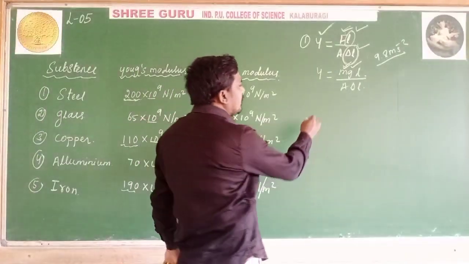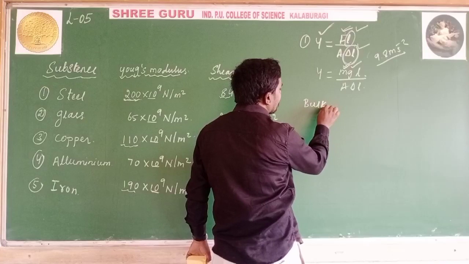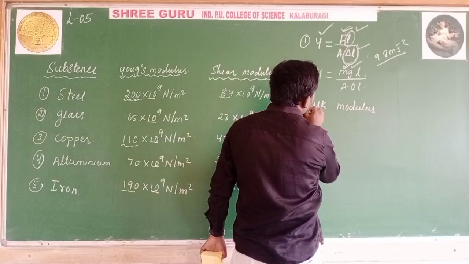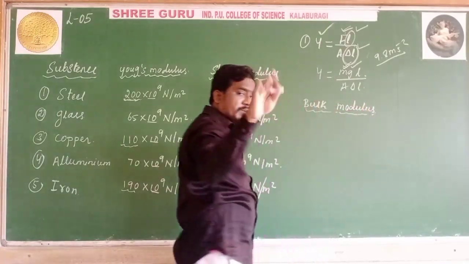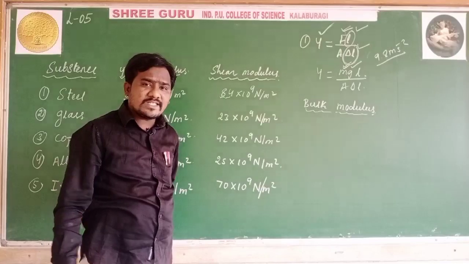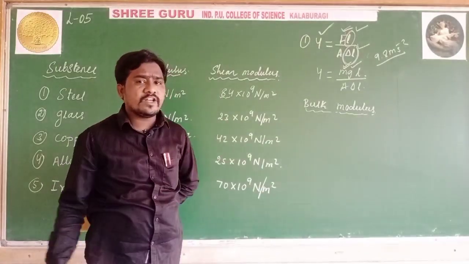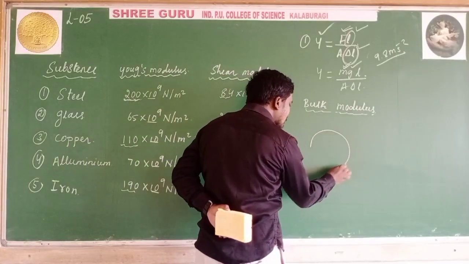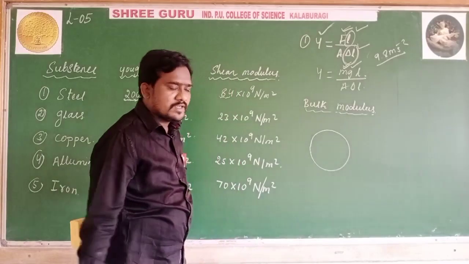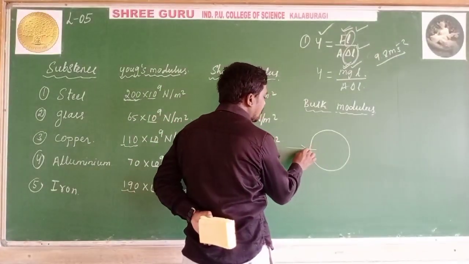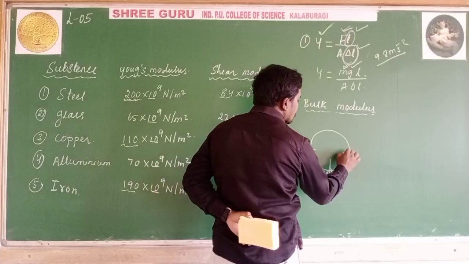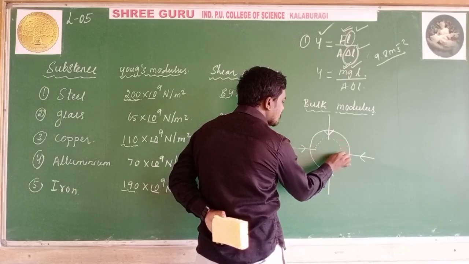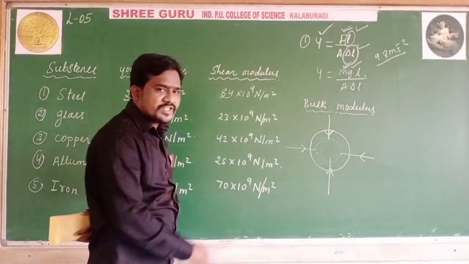Why are we not mentioning the bulk modulus? Keep in mind, what is bulk modulus? It is the ratio of volume stress to volume strain. Suppose initially the steel volume is this much; after applying a deforming force or volume stress, definitely its volume is going to change.